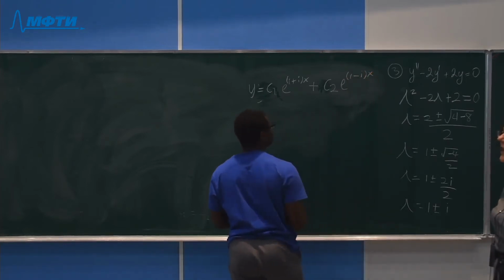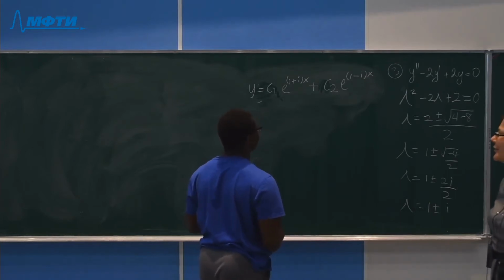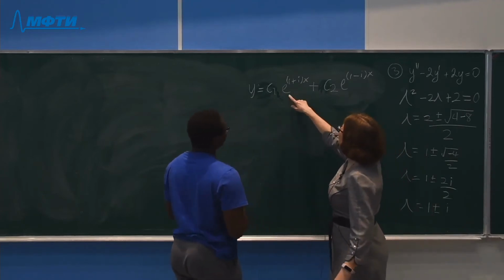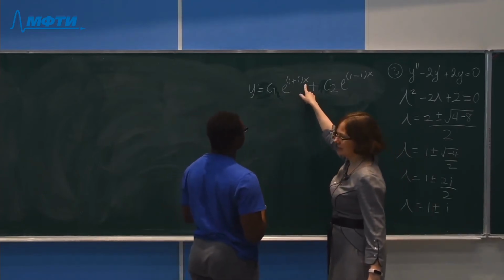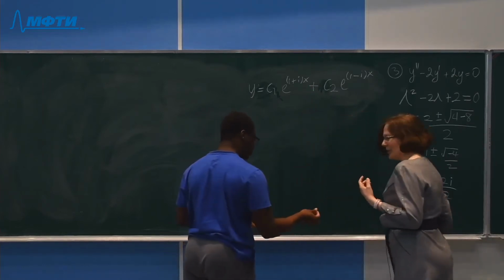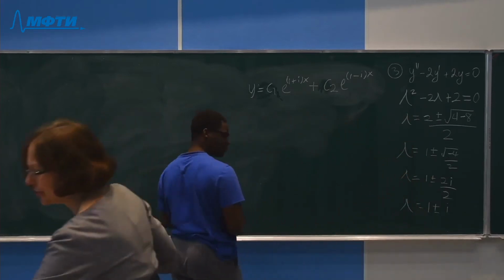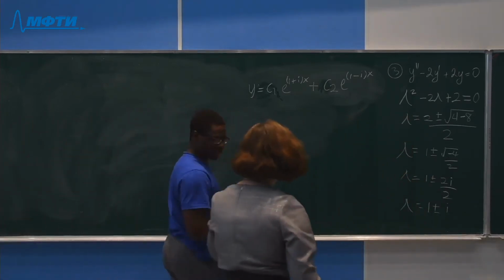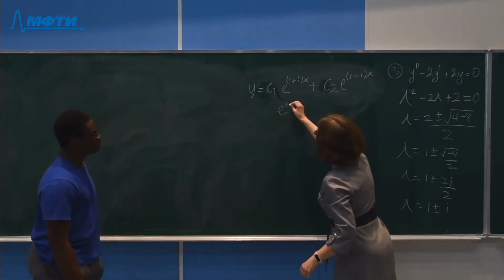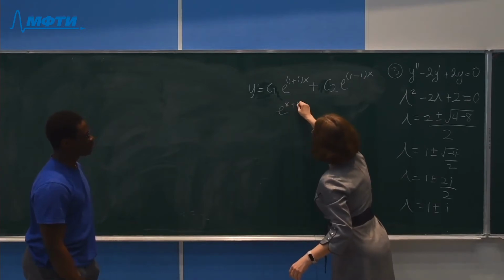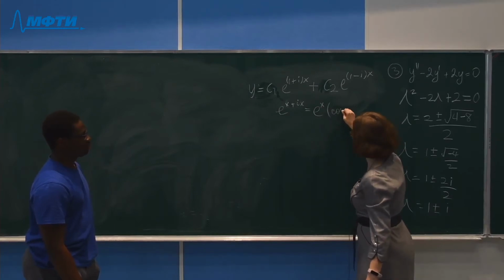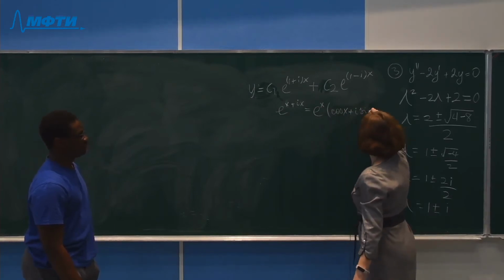But if I want the real valued function, what shall I do? I shall represent e to the power 1 plus i x as... so the method is to represent e to the power (1 plus i)x as the product e to x times cos x plus i sin x.